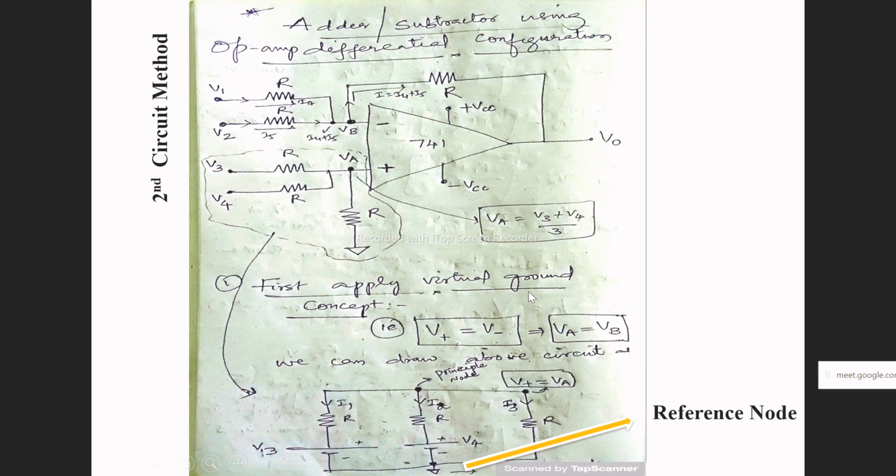V plus is equal to V minus, that is equal to V. V plus is nothing else but VA. So I have taken the voltage at this node equal to VA. Let us now apply the nodal analysis for this circuit.